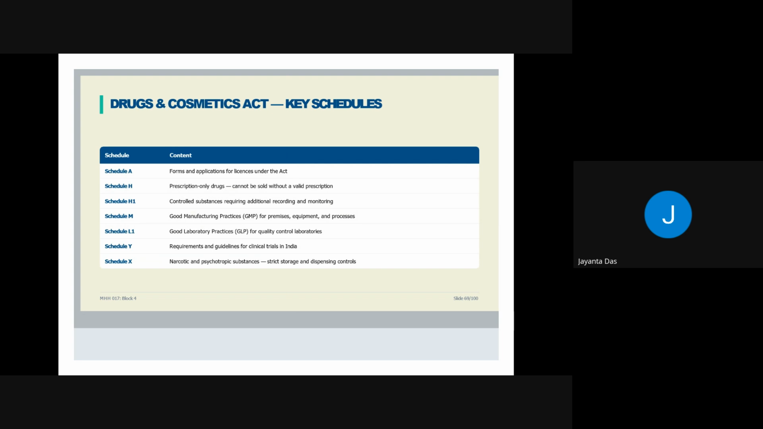So these are the schedule of drugs under the Drugs and Cosmetics Act, and I'm sure you people are aware of this schedule system, which demarcates which drugs are to be sold at what level, under prescription or over the counter, and all these kinds of things.